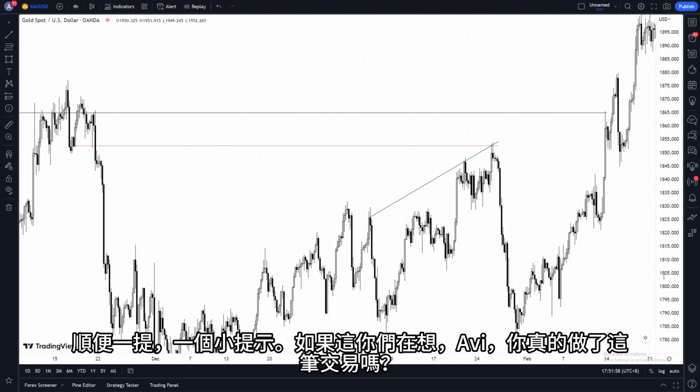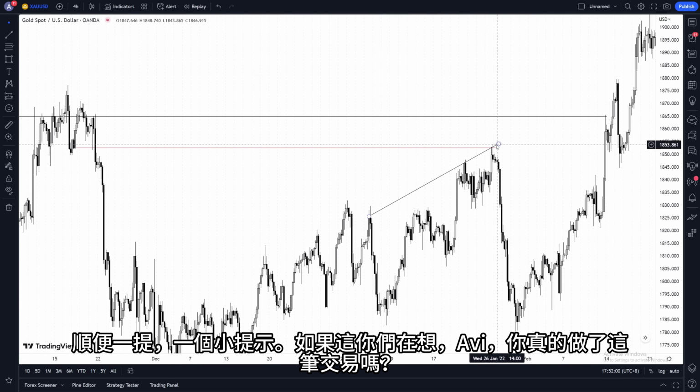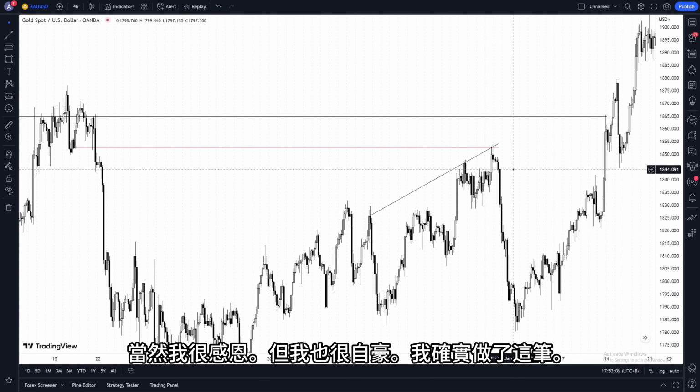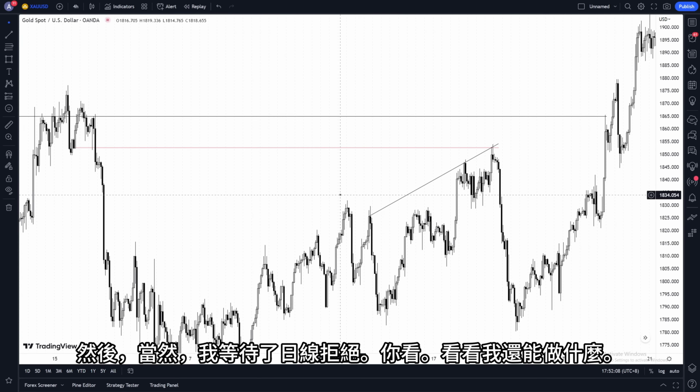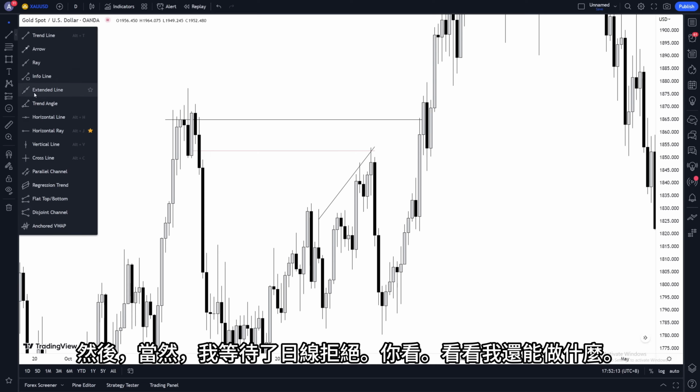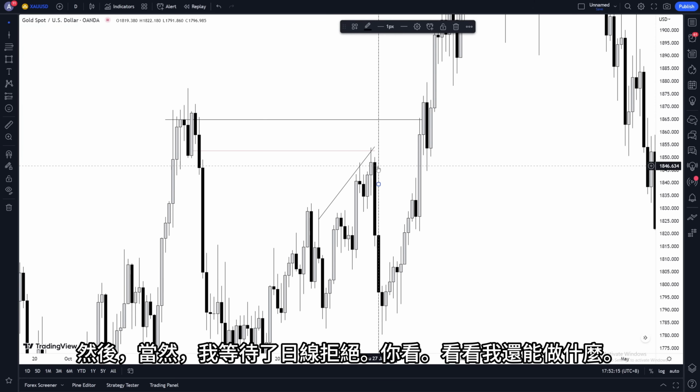By the way, just a little tip. If you guys are wondering, Avi, did you actually take this? I freaking did, and I'm very proud of it. Of course, I'm grateful, but I'm also very proud of it. I did take this one, and then of course, I waited for the daily reject daily, and for me to see what else I could take.